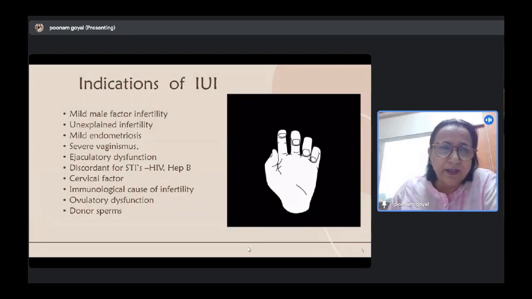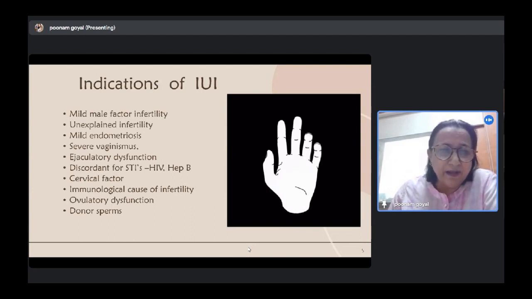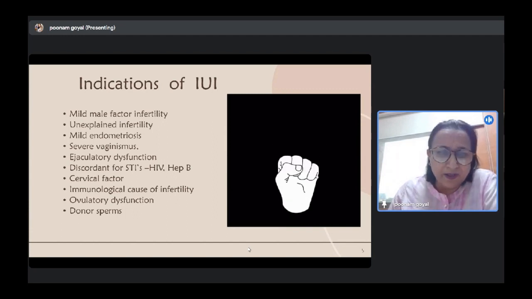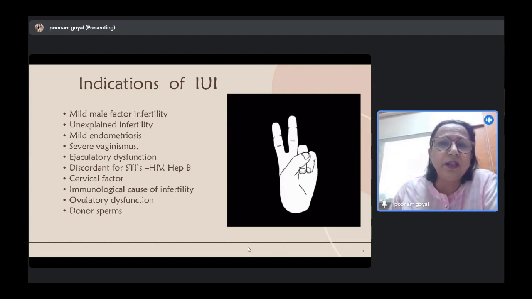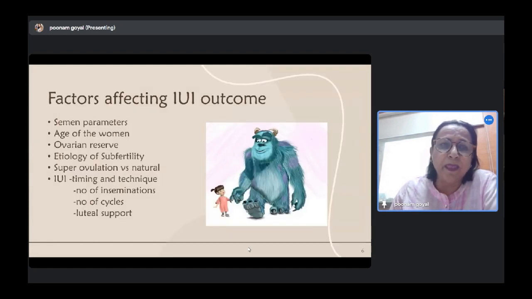Now, what are the indications of IUI? Mild male infertility, unexplained infertility, mild endometriosis, severe vaginism, ejaculatory dysfunction, discordance for sexually transmitted infections like HIV and hepatitis B, cervical factor if present, immunological causes of infertility if present, ovulatory dysfunction if present, and when we need donor sperms. In those cases, we can do IUI.